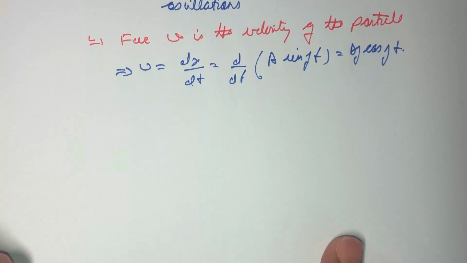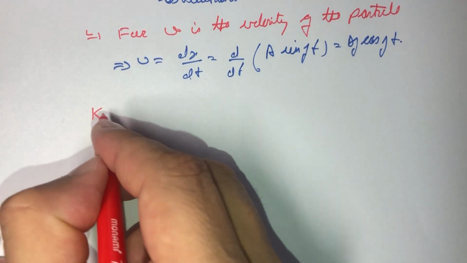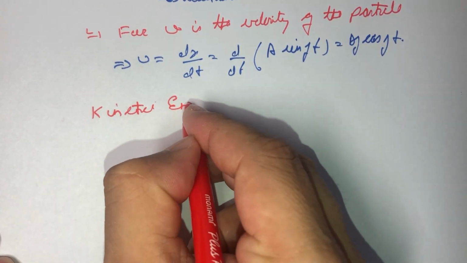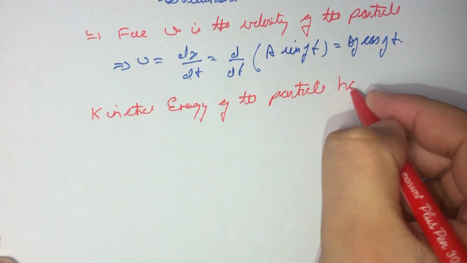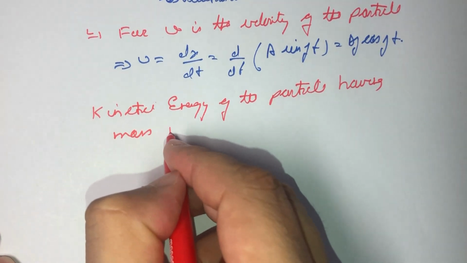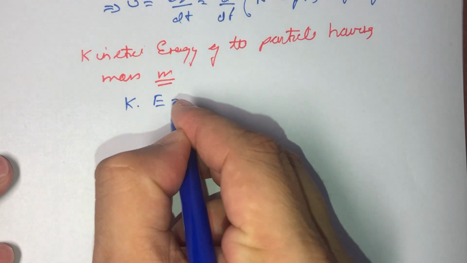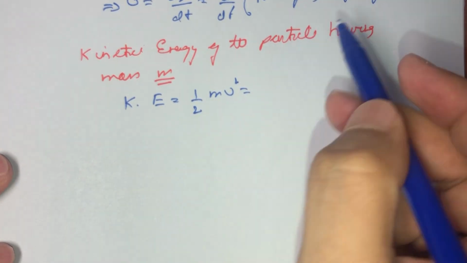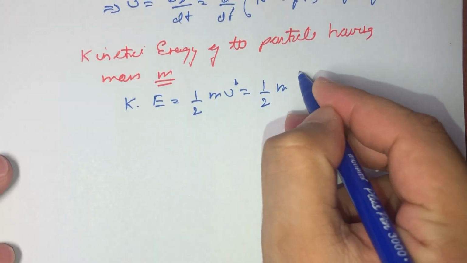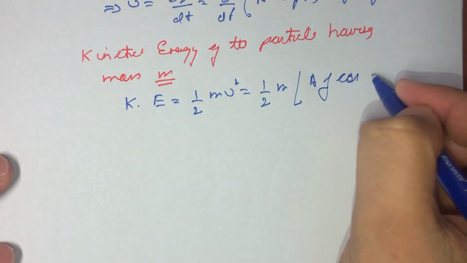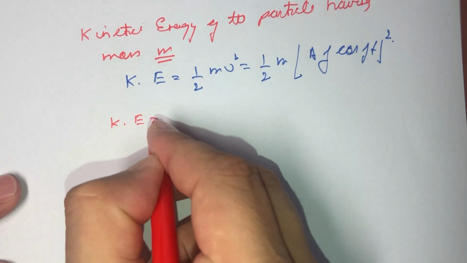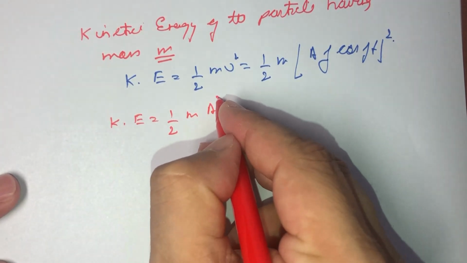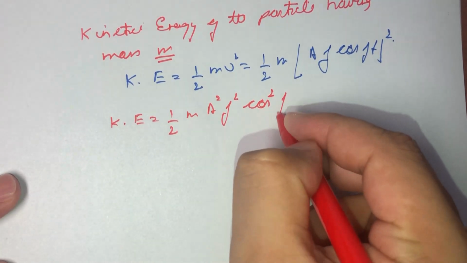Now kinetic energy is half mv square. Kinetic energy of the particle having mass m will be given as kinetic energy is equal to half mv square. Substituting the value of v, we get this is half m times af cos of ft, whole square. So we get kinetic energy will be equal to half m. Opening the square, we get a square, f square and cos square ft.